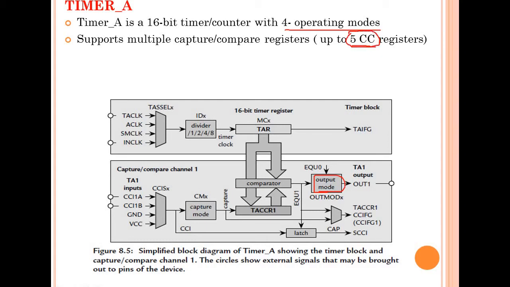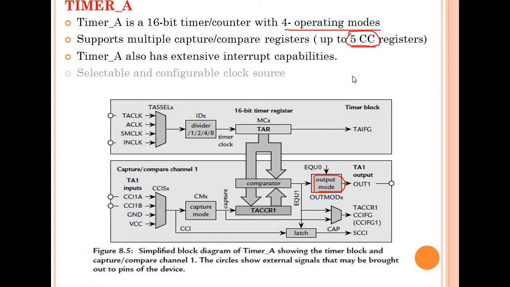And Timer A also has interrupt capabilities. It will generate interrupts at fixed events or at a particular count value. And Timer A also supports selectable and configurable clock sources. You can give 4 clock sources to Timer A and you can configure your clock source with the help of the clock source control register or timer control register.